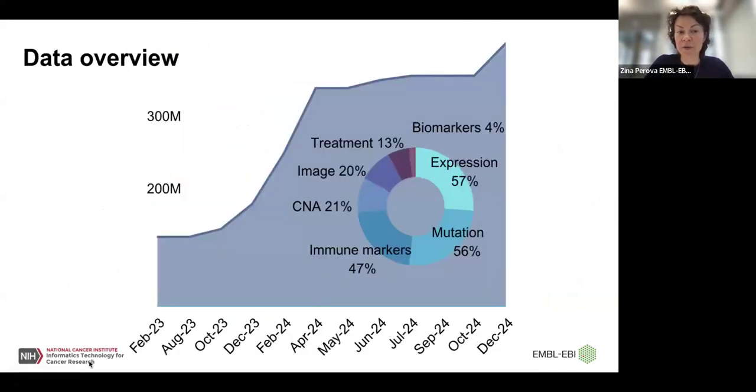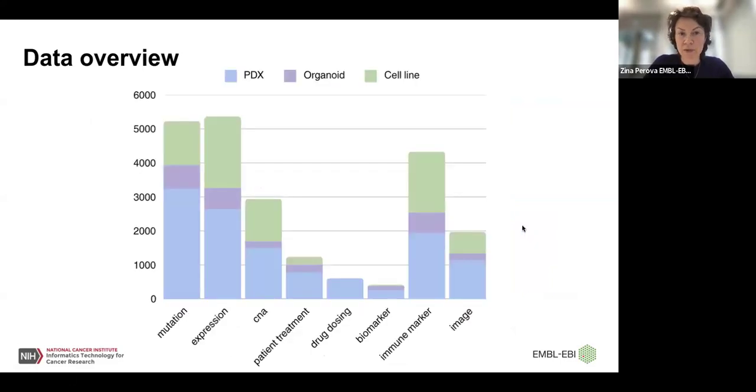In terms of the data overview, since the release in February 2023, we have been increasing our data in the platform. And you can see the breakdown per data type. About 57% of all models have gene expression data, 56% gene mutation data, followed by immune markers, copy number alterations, image data, treatment data, both patient and model, and also biomarkers. And in total, we have close to 400 million data points.